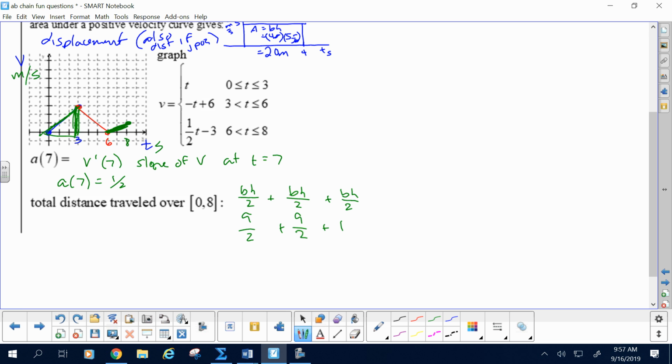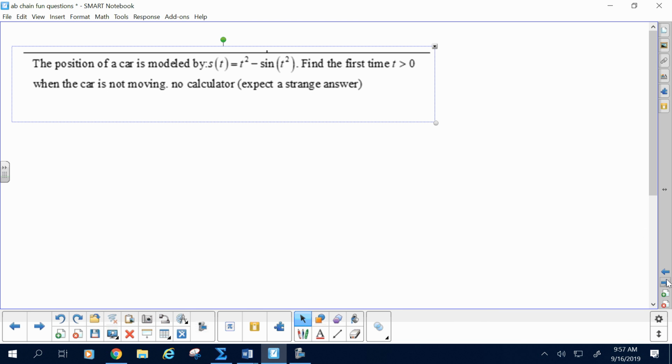So how far did the person travel altogether? 10 meters, or in essence, at 8 seconds, he was 10 meters from his starting spot. It's also his displacement, yeah? Okay, cool. Try this one on your own or with your math amigos.